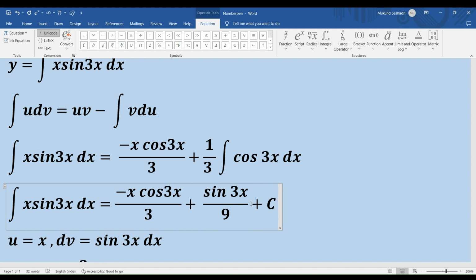So like I mentioned earlier, the key here is identifying the right u and dv, right? That will help you simplify uv, and also bring the integral of v du to a much simpler expression, right? So let me highlight my final answer in pink.